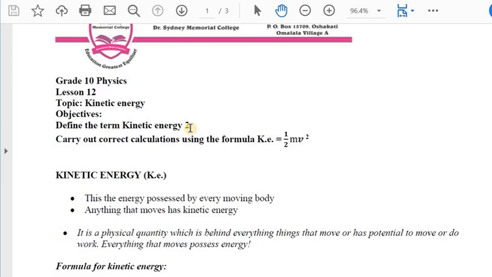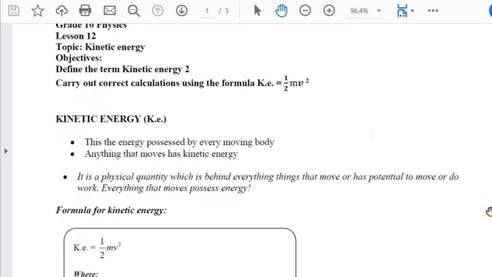Now for kinetic energy, we're going to carry out calculations using the formula for KE. It's actually EK, not KE. Kinetic energy is half mv squared. Whenever we talk about kinetic energy, it's always E with the subscript K. I don't know why I was writing it like this. Weird.